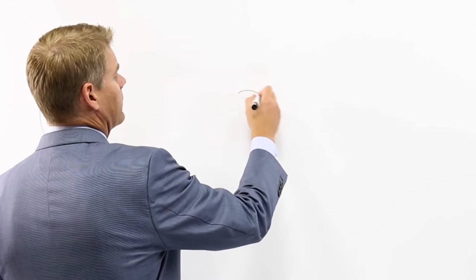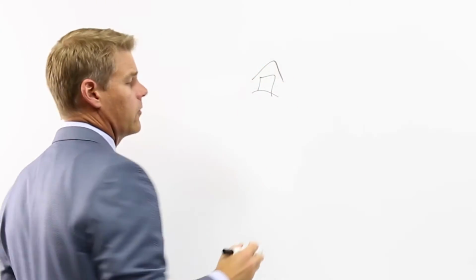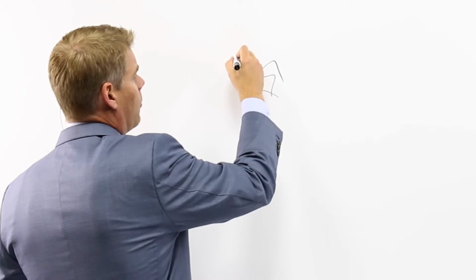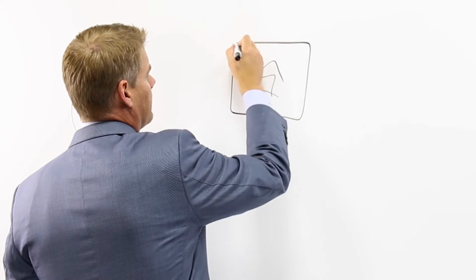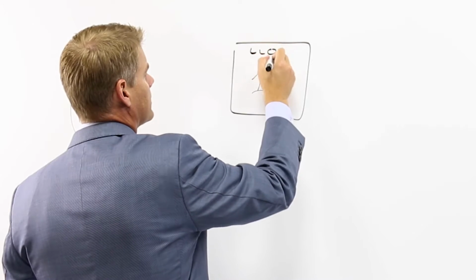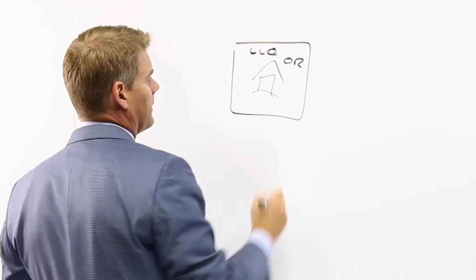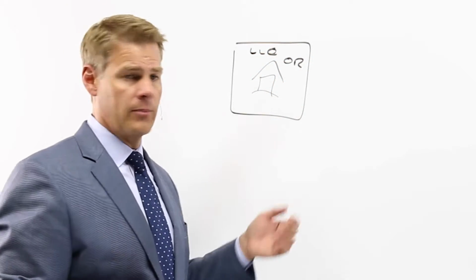So when it comes to structuring, what we're looking to do is set up the LLC in the state where the property is located. So case in point, let's assume that you have property that is located in Oregon. This is my Oregon house. Then I would form an Oregon limited liability company to own this property. And it would be held in there because that's where the property is located.